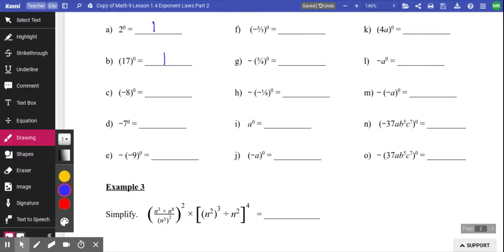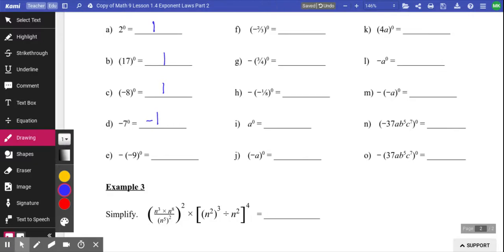Not all of them. If you look at C, negative 8 to the power of 0 would be negative 0.1? Negative 0. Now, if you look at D, the answer is not going to be 1. D is going to be negative 1. Now, the difference between D and C has to do with your base.